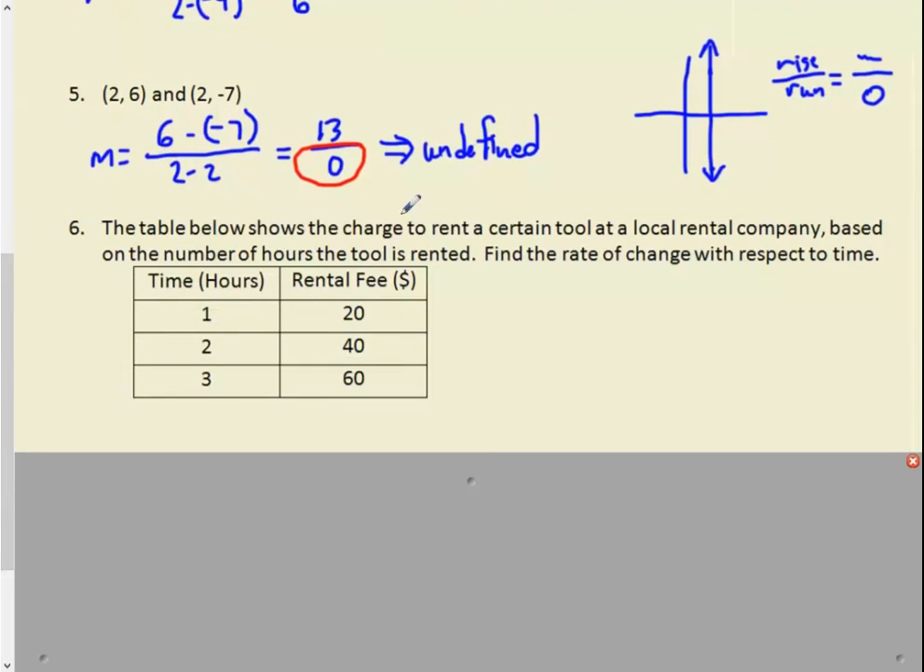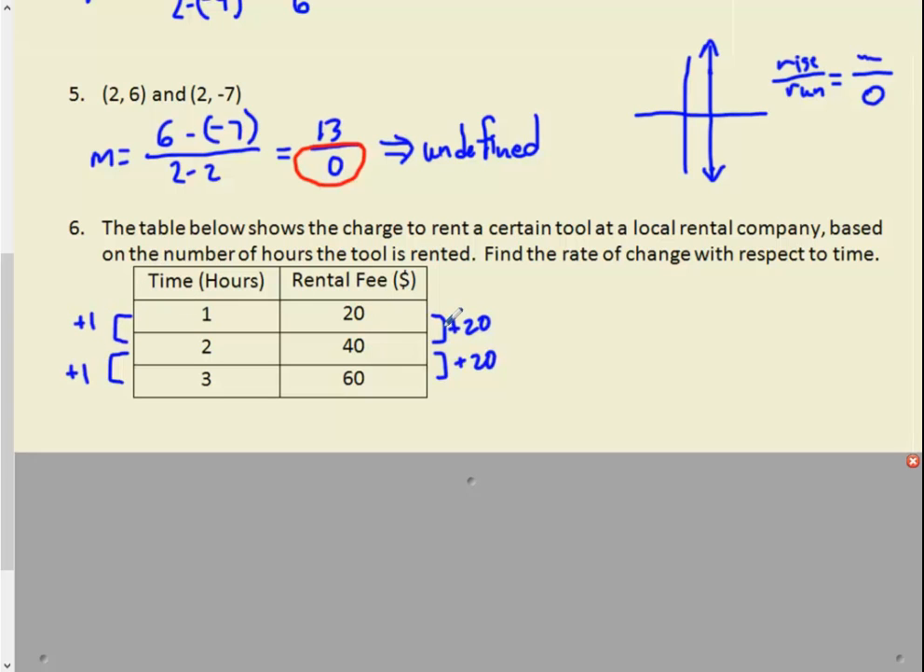Number 6, the table shows the charge to rent a certain tool at a local rental company, and it's based on the number of hours that the tool is rented. Find the rate of change with respect to time. So what we want to do here is look at the added cost. So it takes, going from step 1 to step 2, $20 more, $20 more, and compare that to the change in time that the tool is rented. So here we're renting 1 additional hour, 1 additional hour.